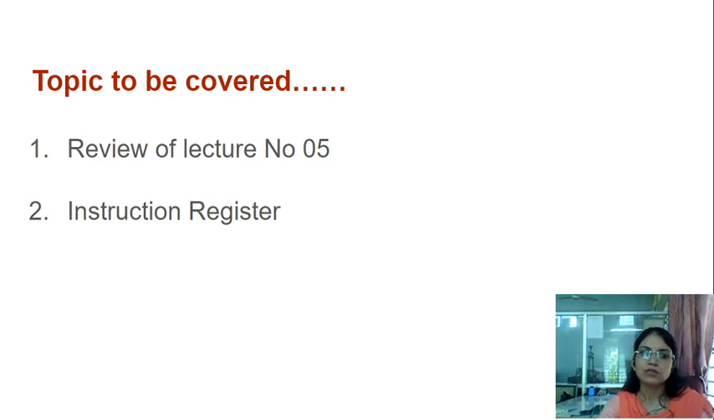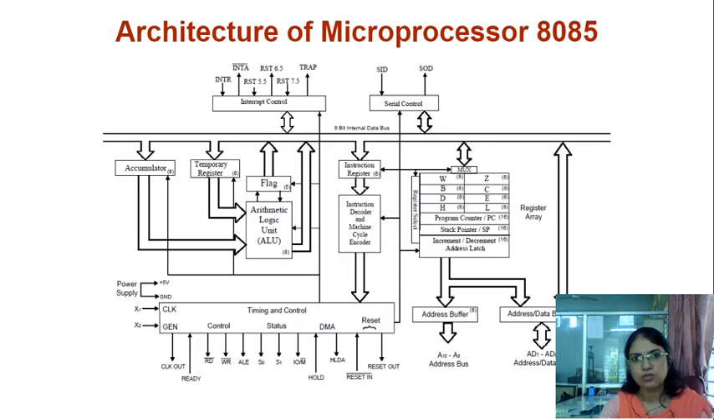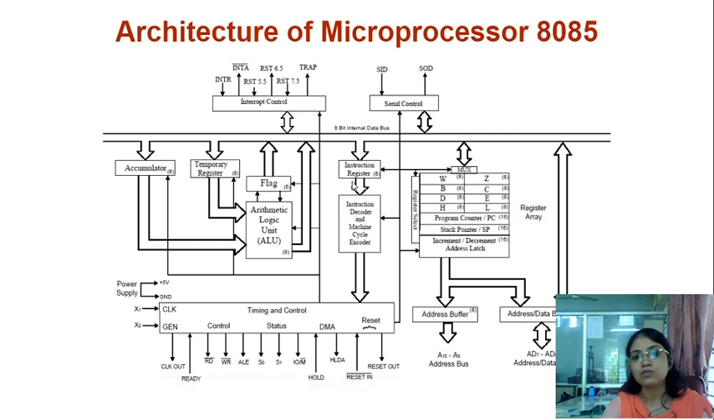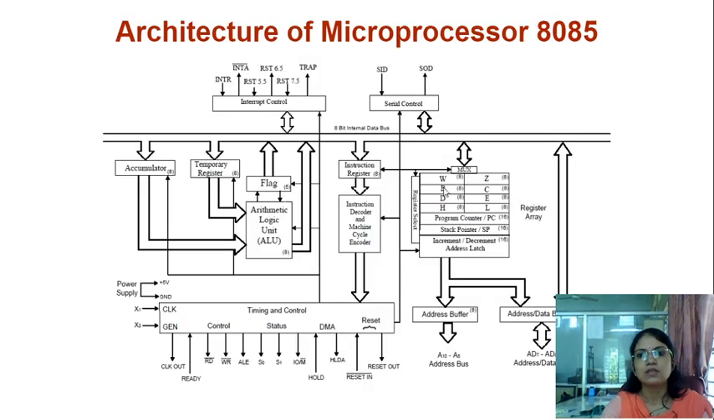Now today we are going towards other topics: the instruction register, then the instruction decoder, and next the program counter. Going to the architecture of microprocessor 8085, we have studied the blocks B, C, D, E, H, L, and yesterday we studied the temporary registers. The accumulator is over, the ALU is also over, and the flag register we covered just yesterday.